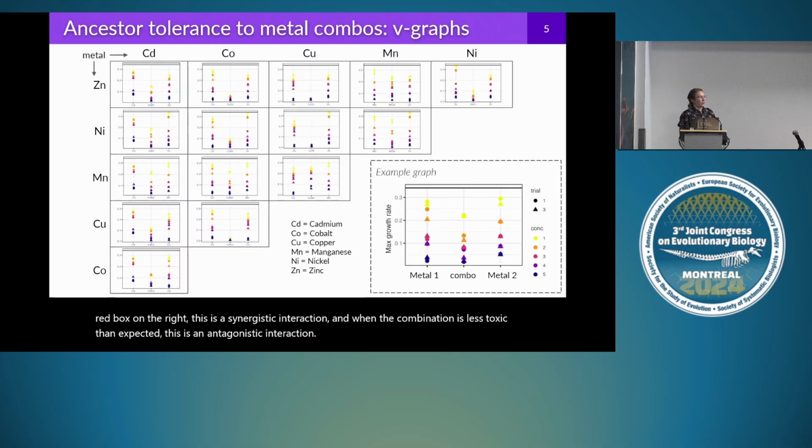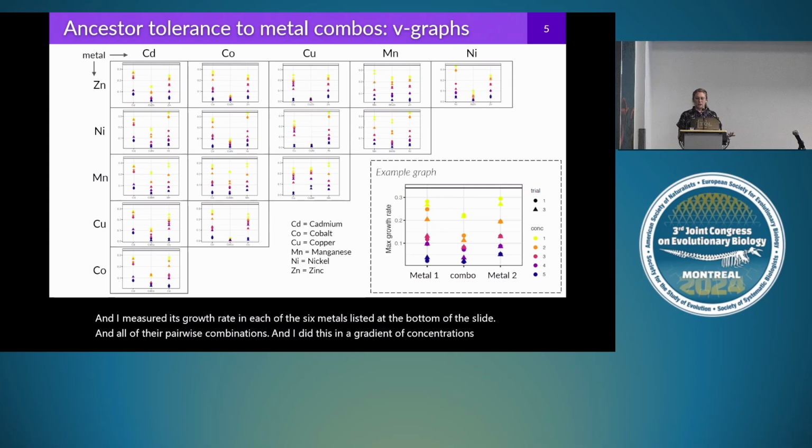So what I did first was take the haploid strain of Saccharomyces cerevisiae, that would be the ancestor in my evolution experiment, and I measured its growth rate in each of the 6 metals listed at the bottom of the slide, and all of their pairwise combinations. And I did this in a gradient of concentrations.